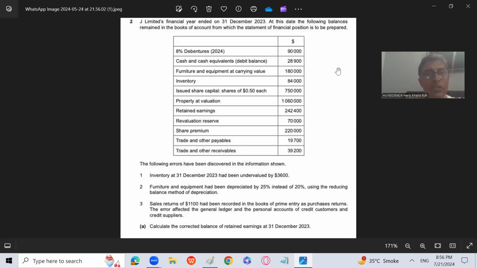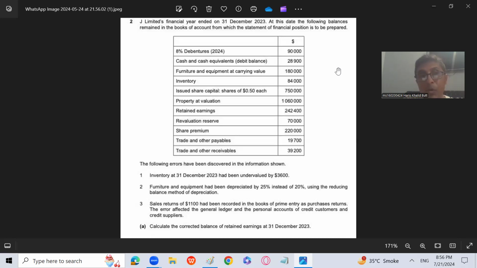There are 4 questions in the May-June 2024, variant 22 paper. Question 1 is from incomplete records, and I have already uploaded the solution for that. If you have any question, you can WhatsApp me directly.